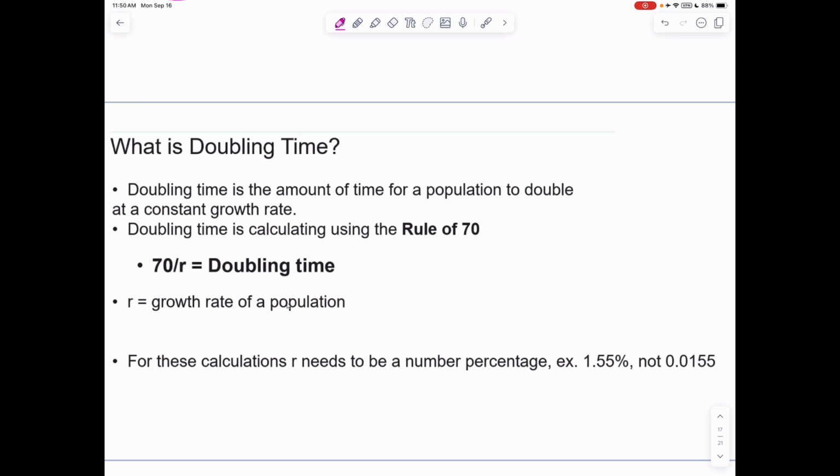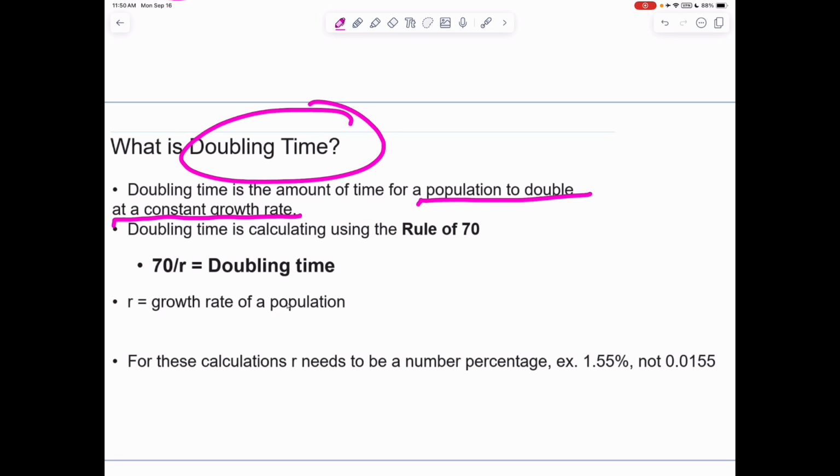All right, another subject, and especially in terms of human population, we use this thing called doubling time. Doubling time is the amount of time for a population to double at a constant growth rate. We're going to use the rule of 70. This is something you need to memorize. Let me say it one more time. You need to memorize this equation. 70 divided by R is our doubling time in years.